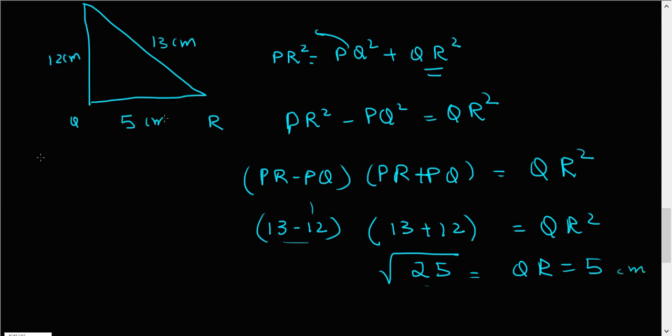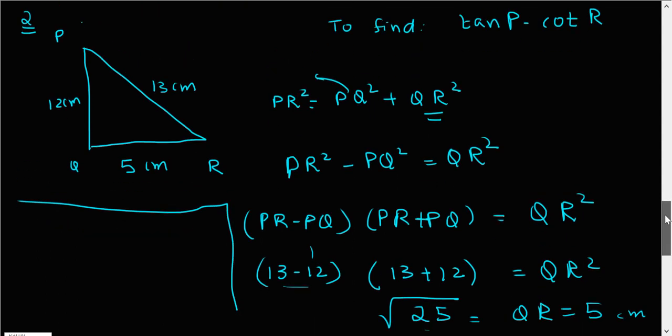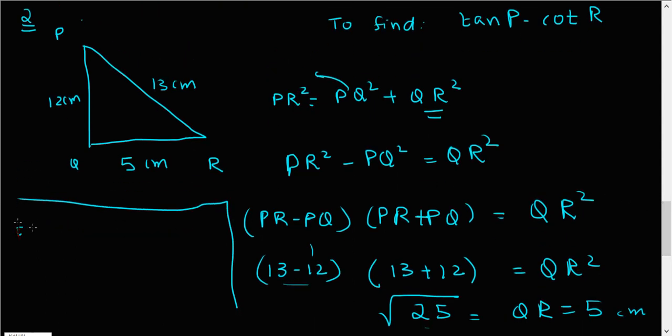Okay. Now, our required is tan P minus cot R. So first let's find out tan P. What is tan P? Opposite by the adjacent. Opposite and adjacent to what? Angle P. So opposite to angle P would be QR. If you see here, it's QR, by adjacent to angle P would be PQ, which is, sorry, I should write here PQ. So that would be 5 by 12.